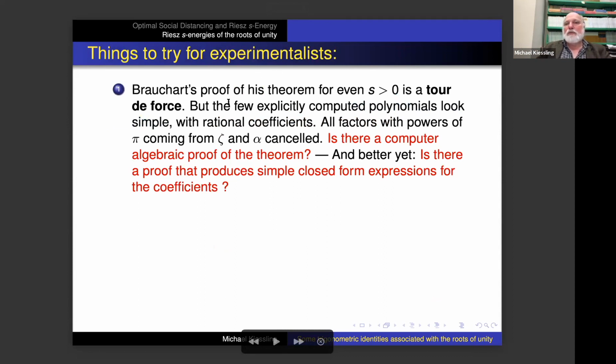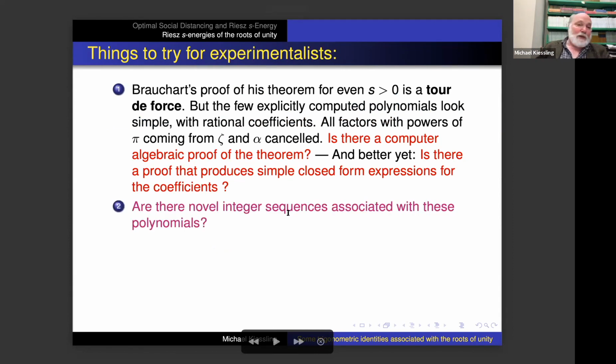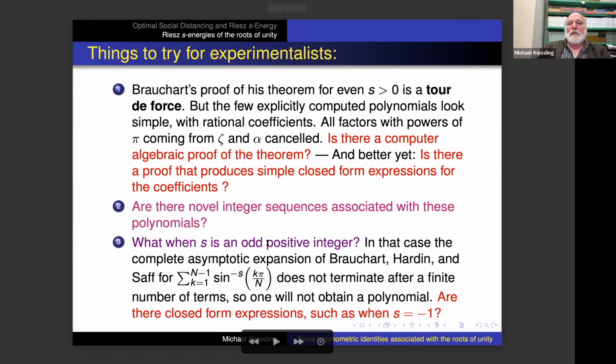Brauchart's proof is a tour de force, but the formulas look simple at the end. Is there a computer algebraic proof of his theorem that also gives closed form expressions? Are there novel integer sequences? Maybe. What about when s is an odd positive integer? Then it doesn't terminate, but can we at least find closed formulas?